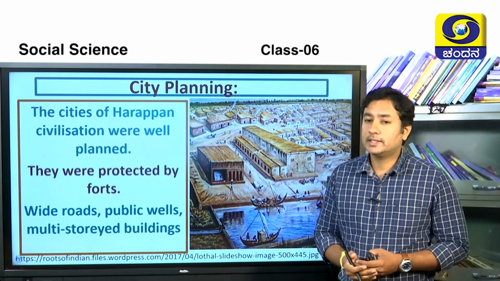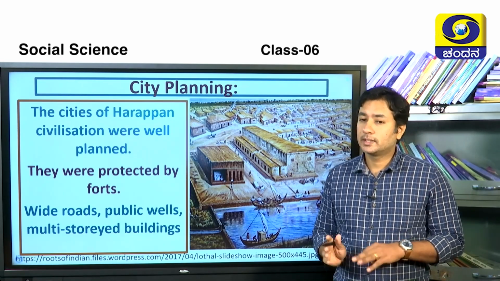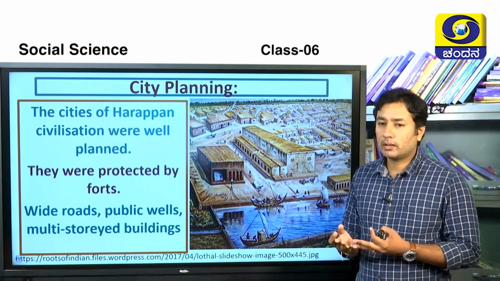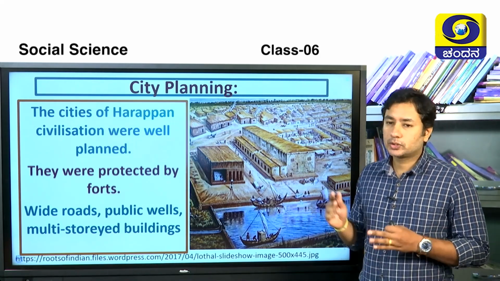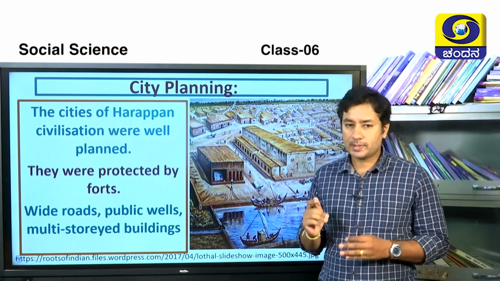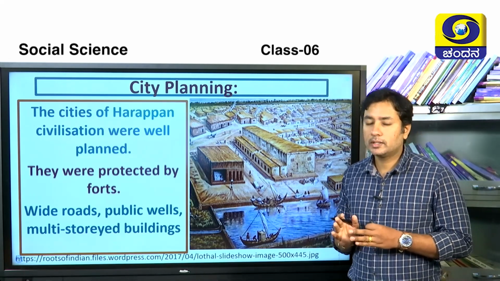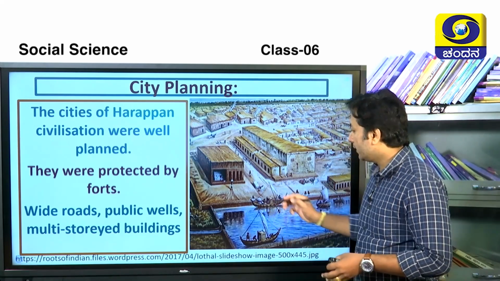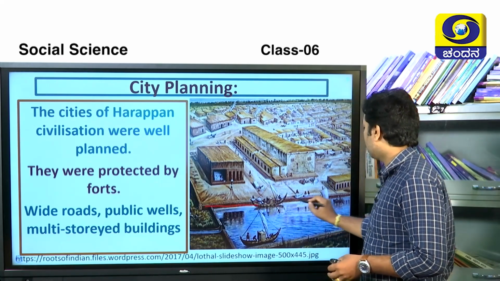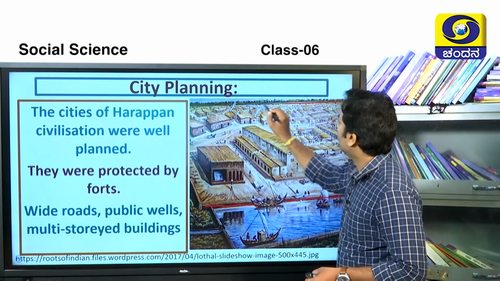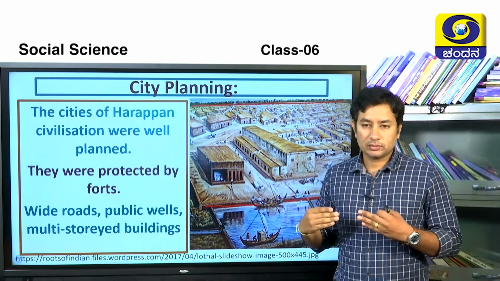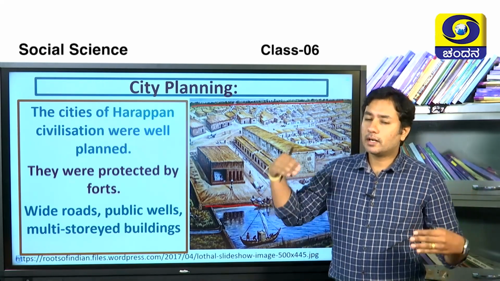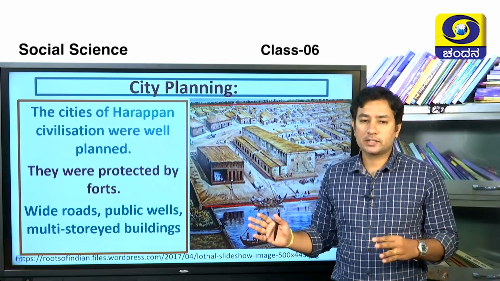Why is the Indus Valley civilization so prominent? That is because of city planning. Even modern engineers cannot plan like this. So the Indus Valley civilization is famous for it. Harappan sites were really well planned. They were protected by forts. Here you can see the fort wall. Here also we have fort walls. The river was flowing outside the settlements, and the water did not come inside at all. So it is very famous.